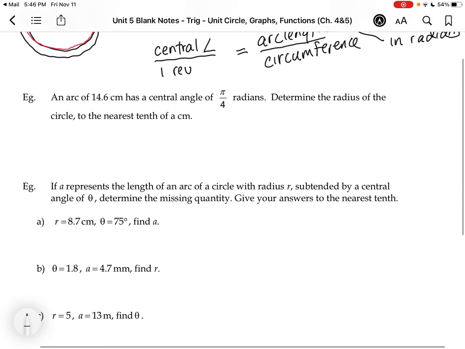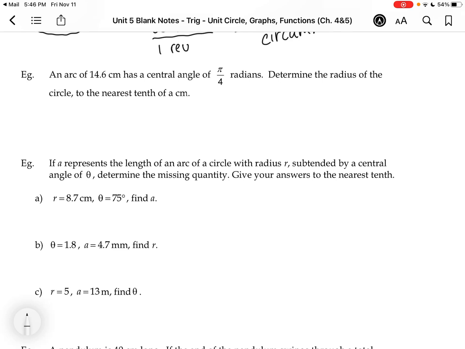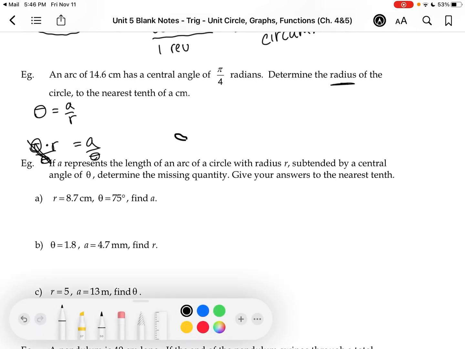So for example, an arc of 14.6 centimeters has a central angle of pi by 4 radians. Determine the radius of the circle to the nearest tenth. So we want to know here our formula is theta equals A over r. We want to know the radius. So I'm going to manipulate this equation to solve for r. I'm going to start by multiplying both sides by r. On the left, I'm going to have theta times r is equal to A, and then I can divide both sides by theta, and I get that r equals A over theta.